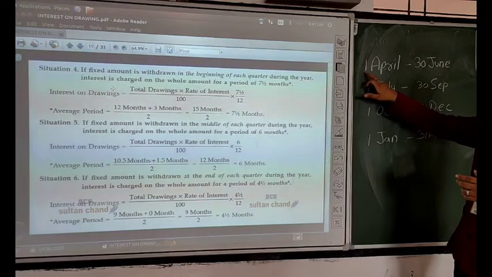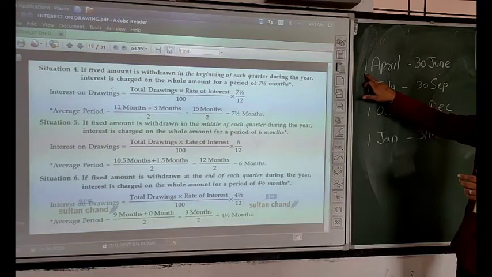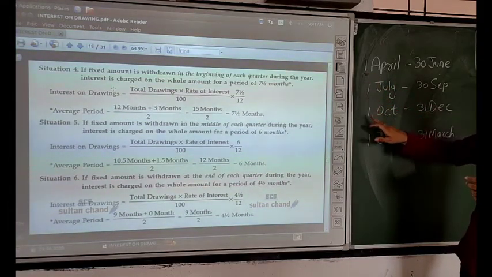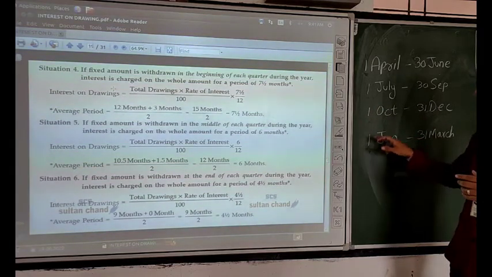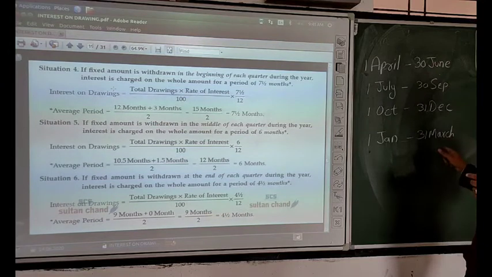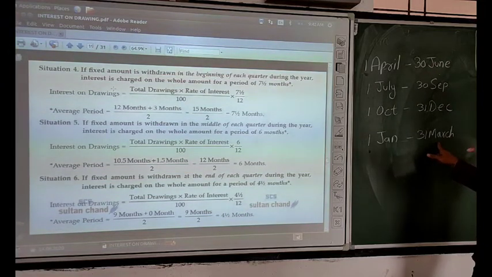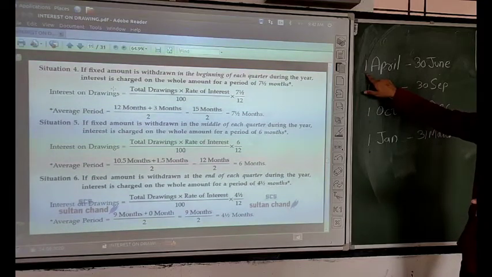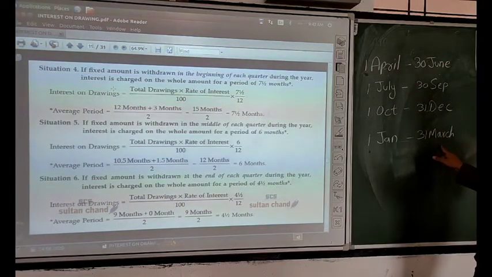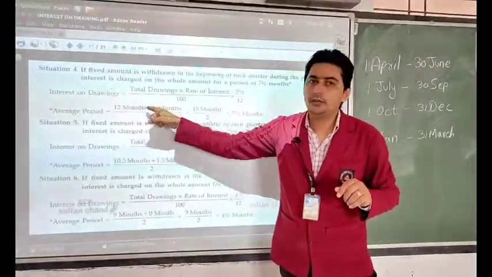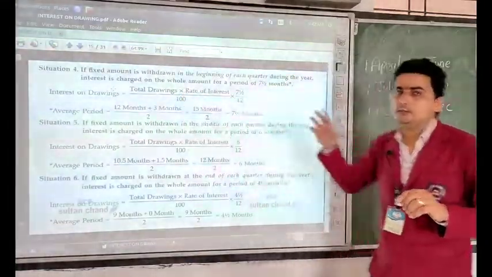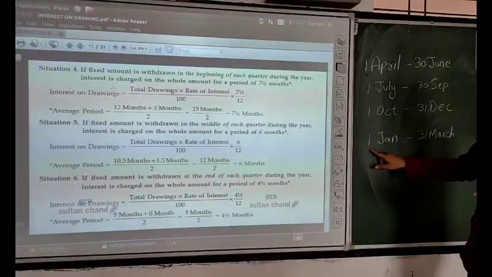First quarter starts from here. First drawing will be made on 1st April, second 1st July, third 1st October and fourth will be on 1st January. Now, how many months will be remaining from 1st April till 31st March, because our accounting period will end at 31st March. From 1st April till 31st March, 12 months will be there. So, we will write month left after first drawing, 12 months. Plus month left after last drawing. When will be the last drawing? It will be on 1st of January.